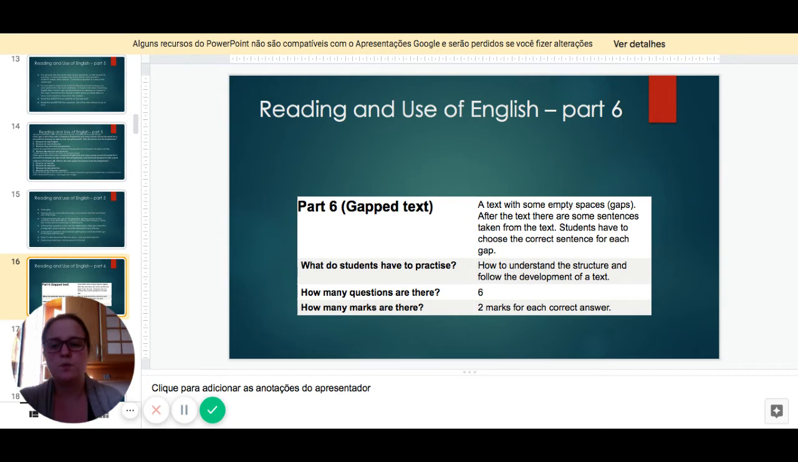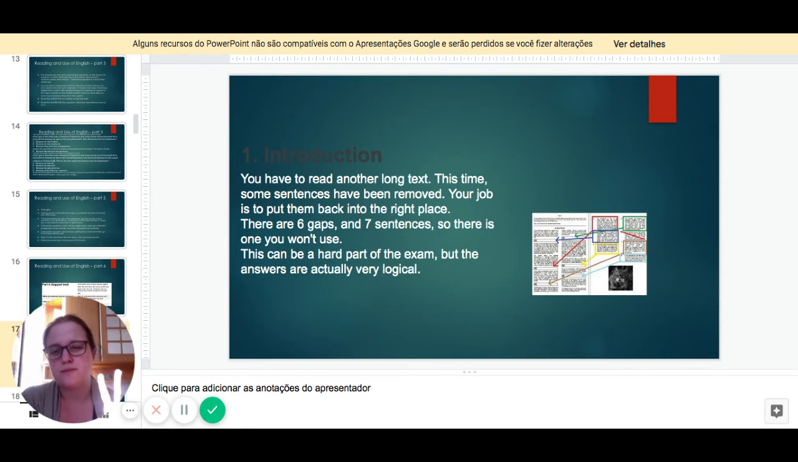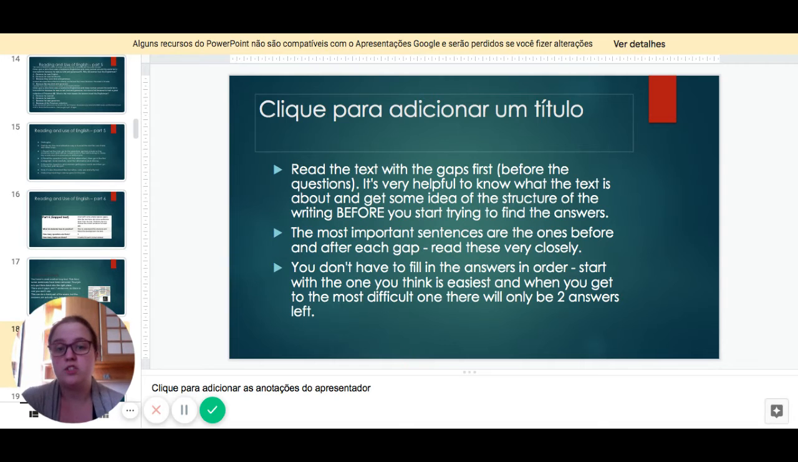Part 6. For me, that's the hardest, okay? You have a text with some empty spaces, and you have to put the sentences they provide in these empty spaces, okay? Why is this hell? Because it's 2 marks each. That makes the problem. Okay. There are 6 gaps, 7 sentences, so there is one that you won't use. The questions are very logical, and here is one possibility.